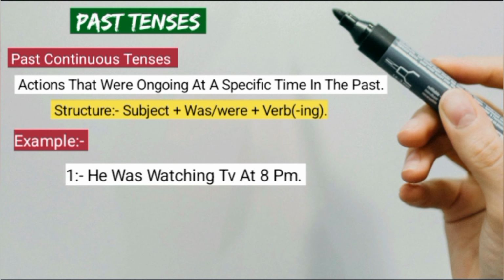Now just focus on this sentence. There, he was watching TV. It's in the past, and right after TV, a specific time is mentioned: at 8 p.m. He was watching. This is past continuous tense because the action was ongoing at a specific time in the past.